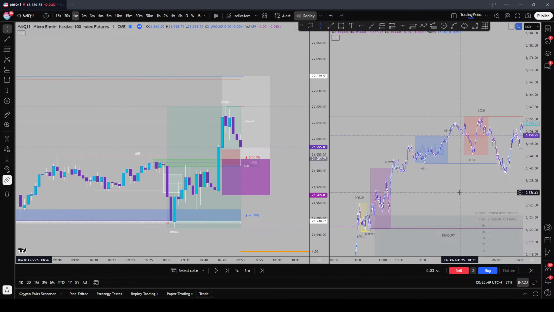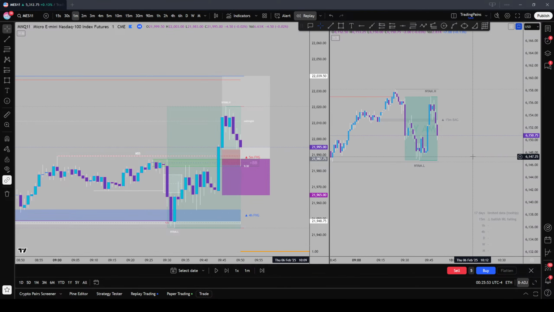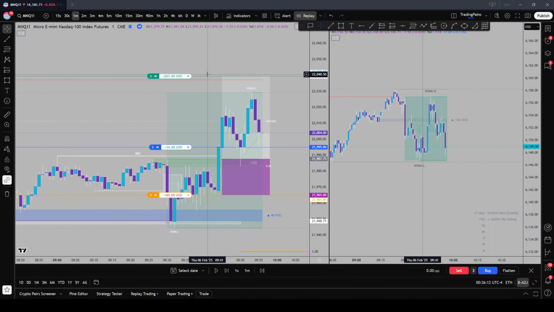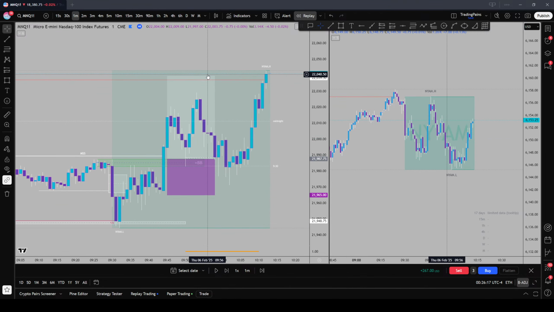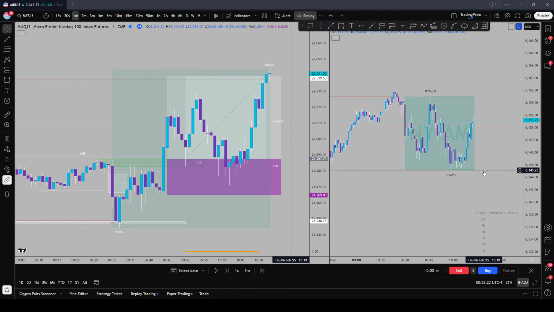There you go, 5-minute fair value gap. Very nice, very nice. So I'm gonna buy. Oh, wrong one. This one I'm gonna buy. Stop loss right here. TP right there. Oof, that was a close call. Even this wasn't happy. Okay.